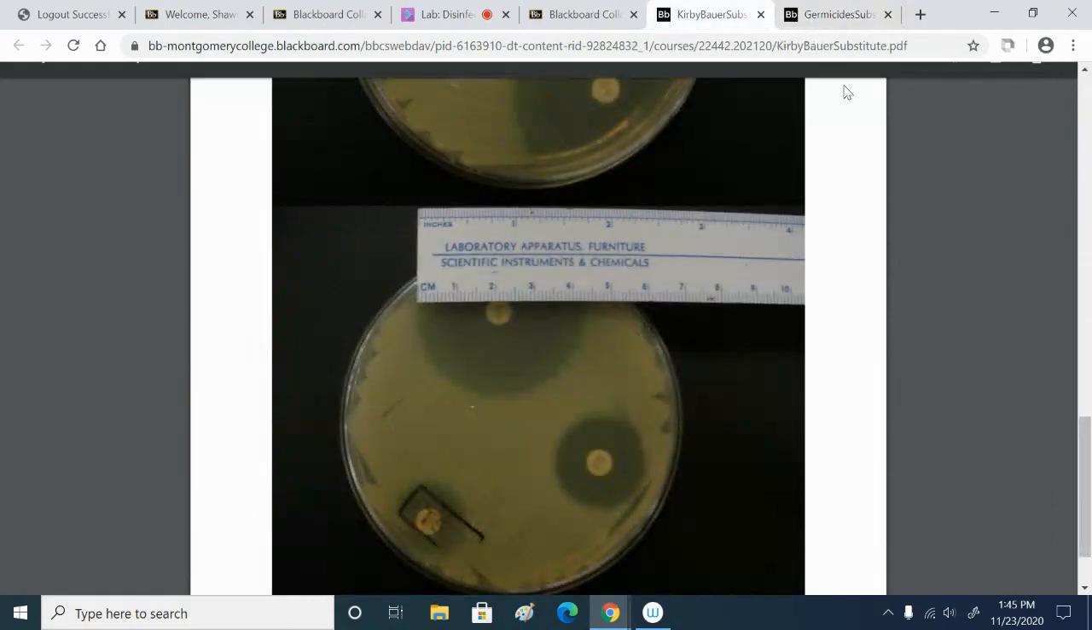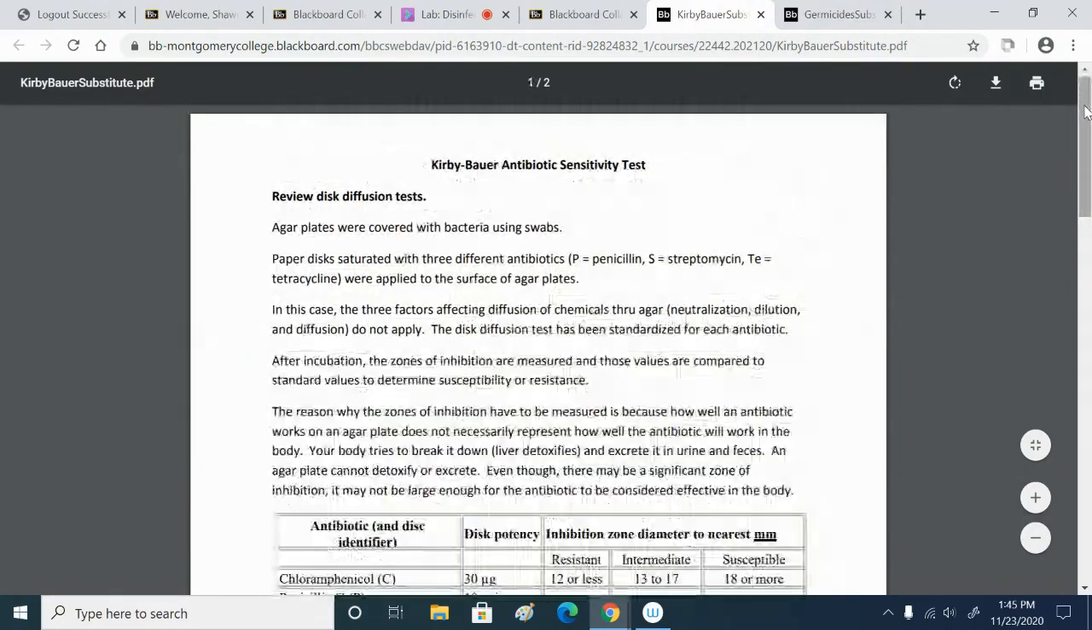Okay, next we'll talk about the Kirby Bauer antibiotic sensitivity test. So another disc diffusion, and this was developed by Kirby and Bauer as a way to test the effectiveness of antibiotics in vitro. So again, we are using agar plates, but this time the antibiotics have been standardized. So they've tested the antibiotics, and so we don't need to worry about neutralization, dilution, or diffusion in the case of antibiotics, because that's all been standardized.